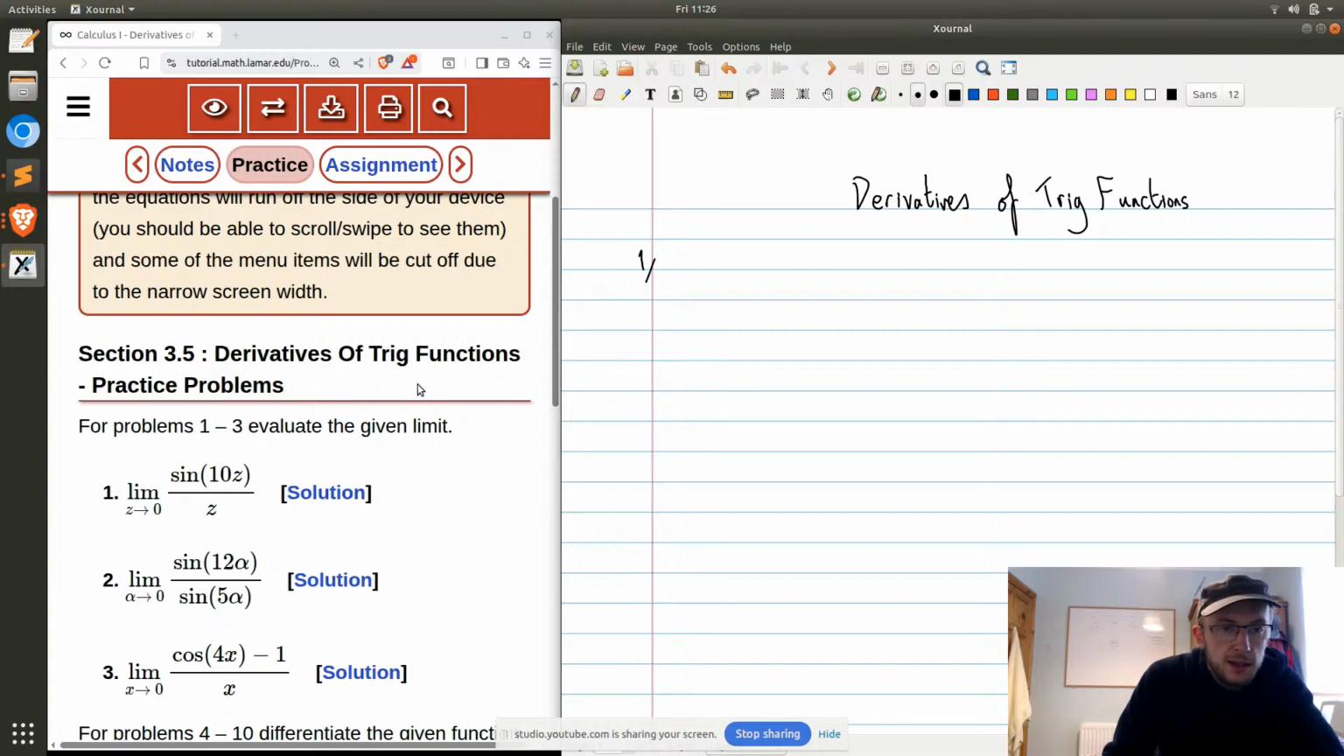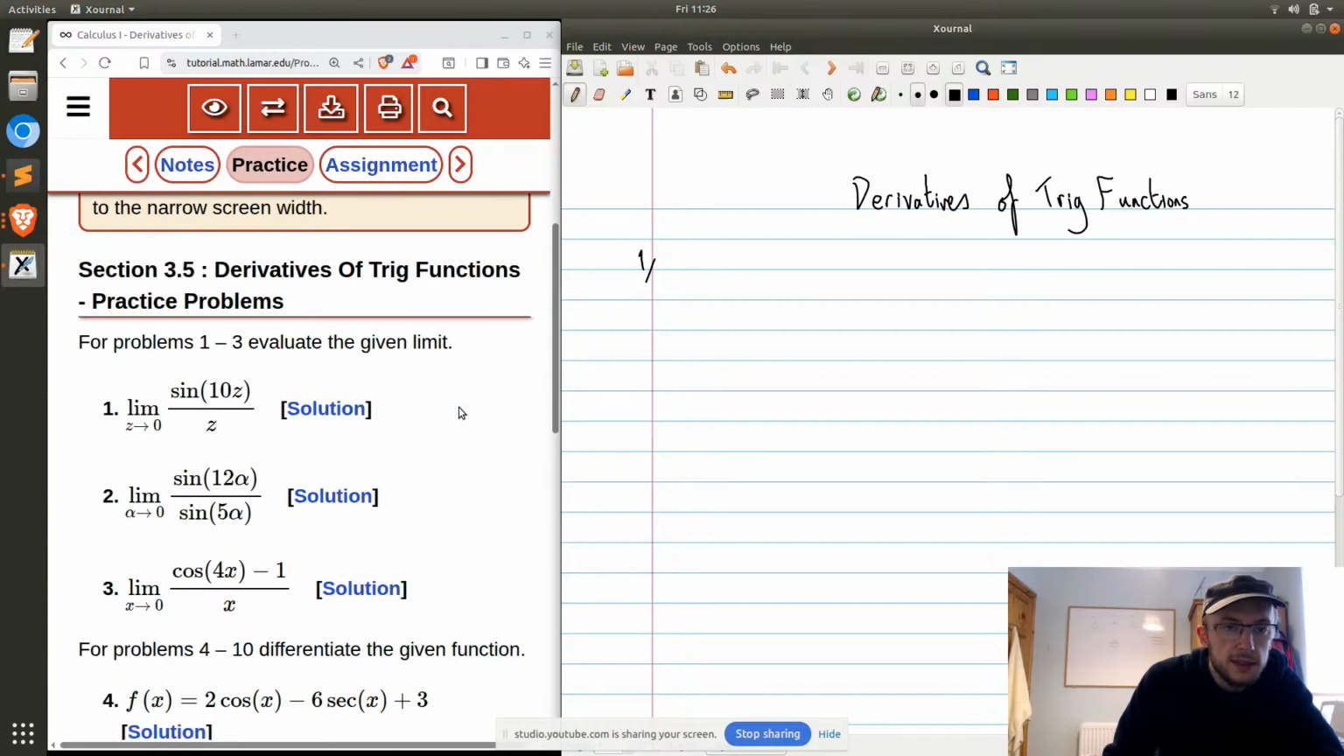Evaluate the limit as z approaches 0 of sine of 10z over z. Now, we know the limit as theta approaches 0 of sine of theta over theta is 1. We know that. So how will we use that in this context?